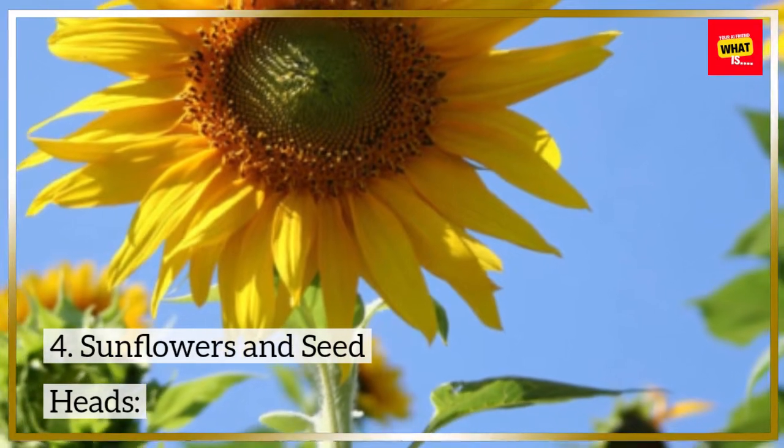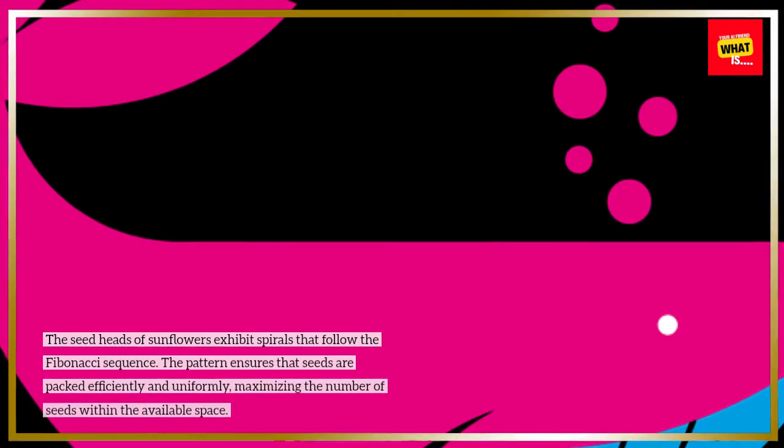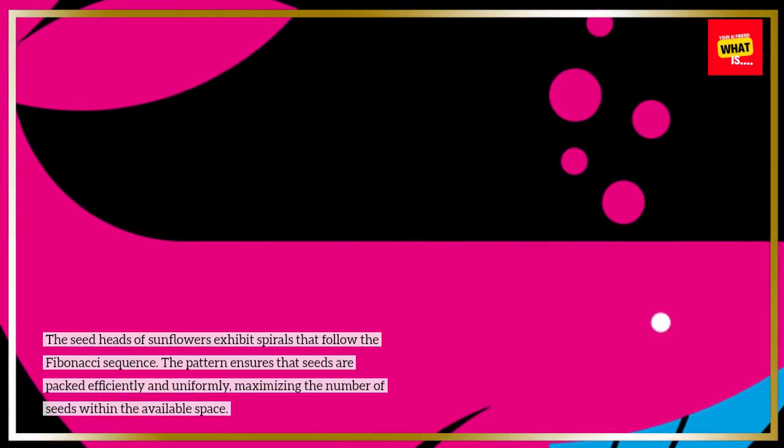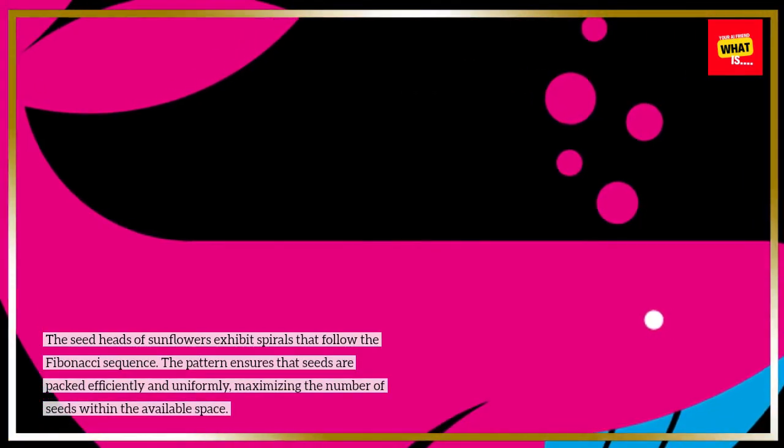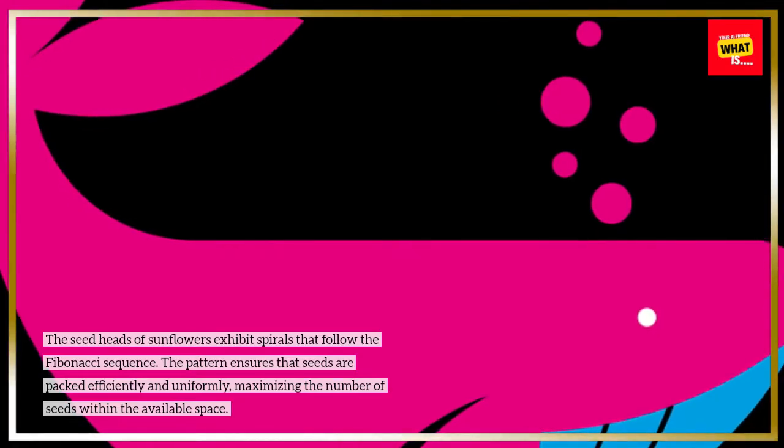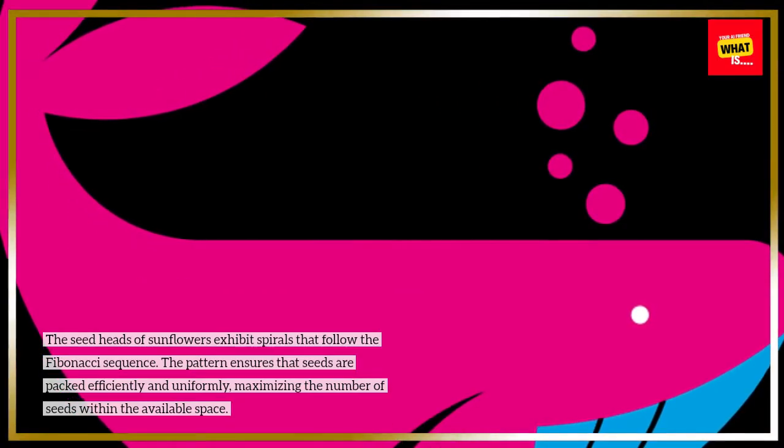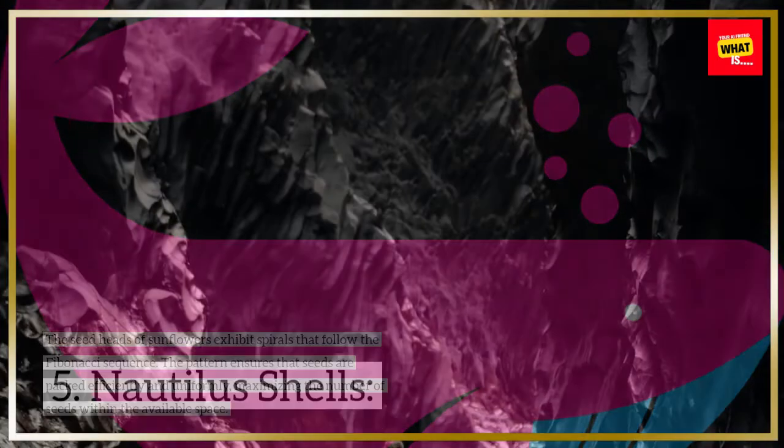4. Sunflowers and seed heads. The seed heads of sunflowers exhibit spirals that follow the Fibonacci sequence. The pattern ensures that seeds are packed efficiently and uniformly, maximizing the number of seeds within the available space.